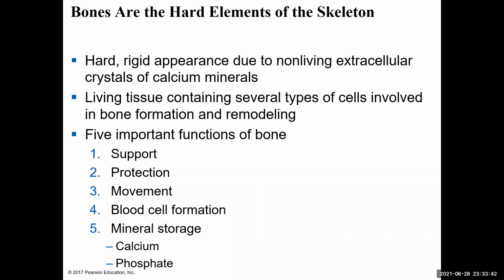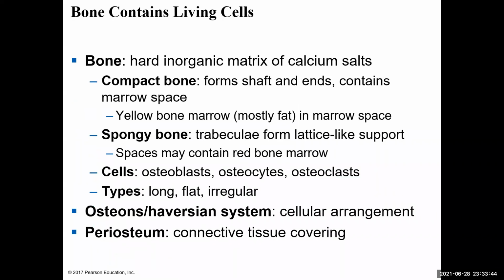Now, the next thing we're going to talk about is what bones are specifically made of. So we know that bones are these hard structures, right? They support and protect different tissues and organs in our body. But our bones are actually a matrix of living cells and other components.